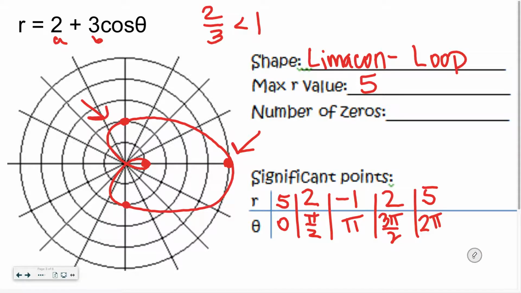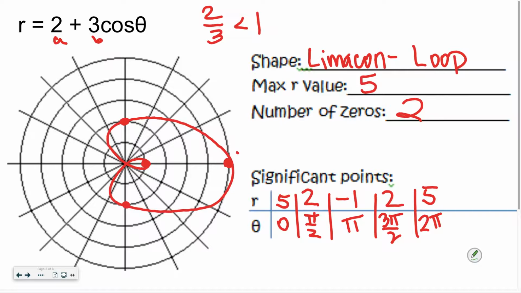Okay? How many times did we go through the pole? Twice. Okay. So we have 2 zeros. Where do we have to find them? Because I don't see a spot. Riley does not see a spot for zeros.